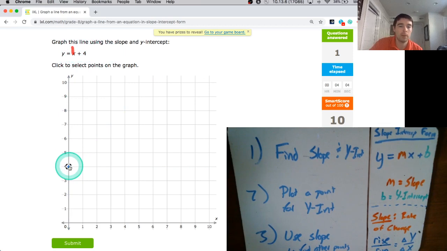So a slope of 1 means up by 1, right by 1. And you'll notice this line, once I plot that second point, after going up by 1 and right by 1, this line keeps following that process. Anywhere you look, it goes up by 1 unit and right by 1 unit. That's what that slope of 1x really represents.